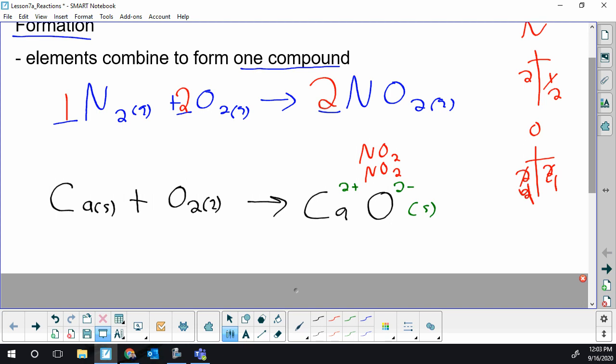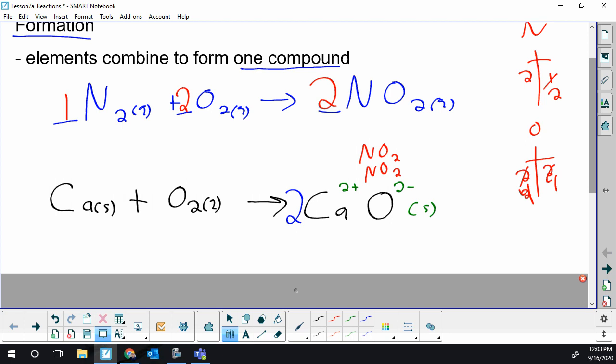Last, balance this. This one I'm just going to do orally, and then I'll move on to decomposition. 2 O's, one pair, just 1 O here. So I've got to double this side. Okay, I can't put a 2 here because I mess up my charges I just fixed. I've got to put a 2 in front. 2 O's in each side.